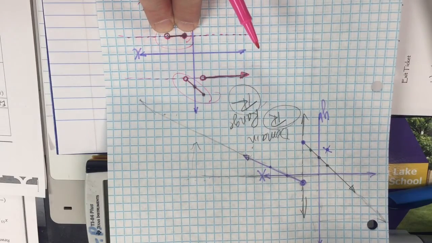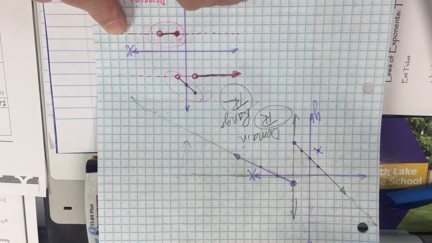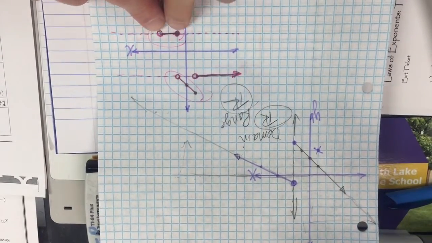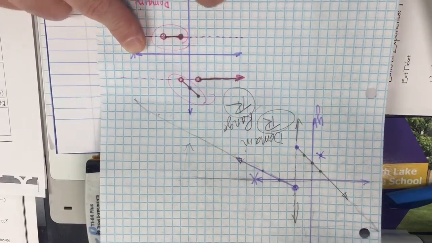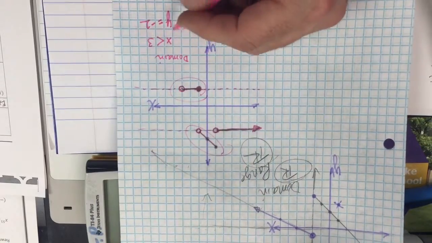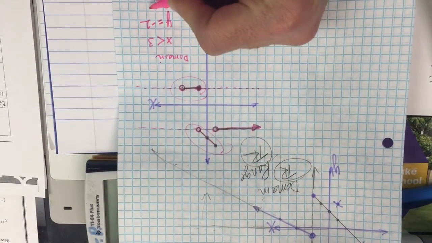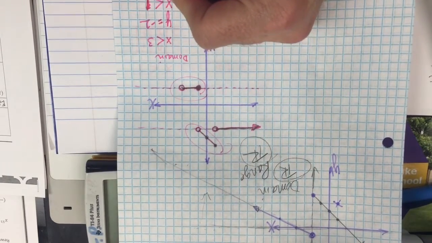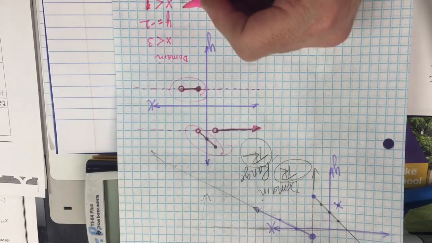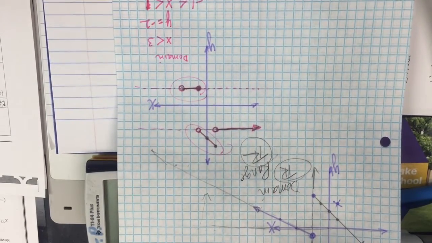So this is y equals -2. That stands for that one. This is going to be something like x is going to be less than 1, but greater than or equal to -1.